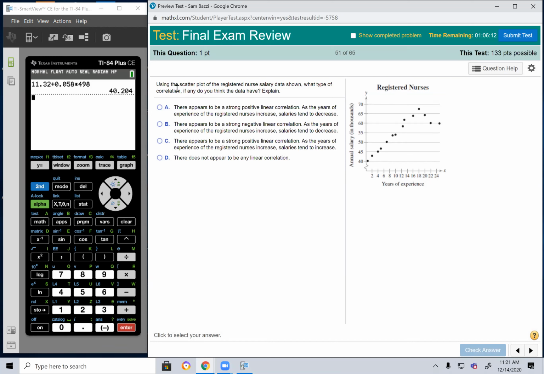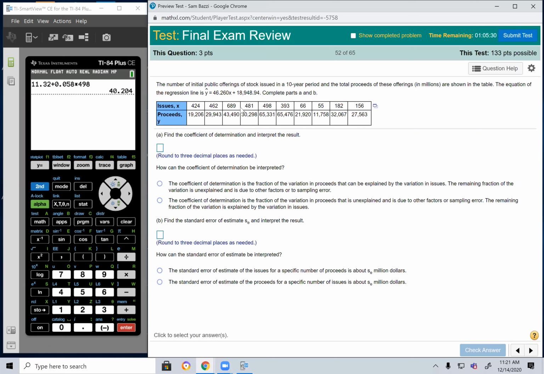All right, using the scatter plot of the registered nurse salary data shown, what type of correlation, if any, do you think the data have? Explain. Which one would you choose, guys, here? So C is the option here.